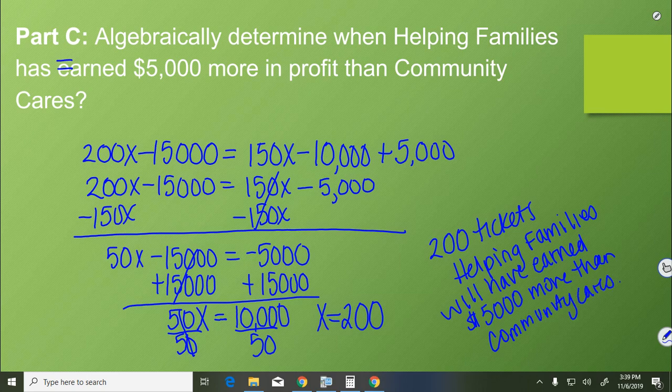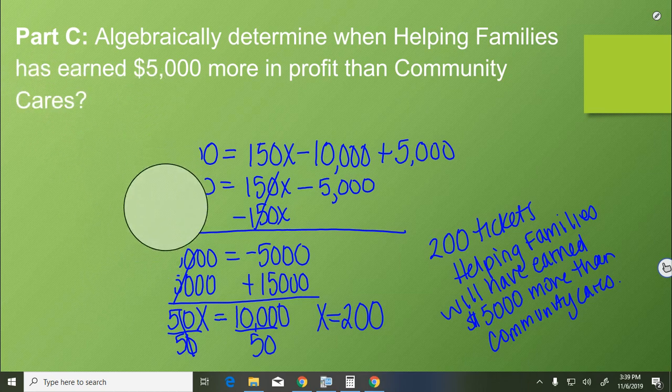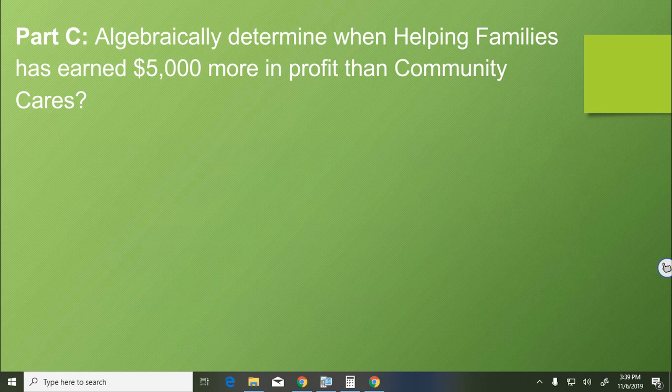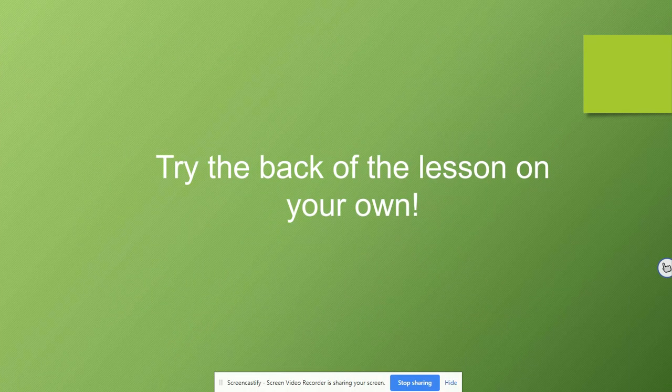So today's problem added a little bit more because we weren't just setting the two equations equal to each other. We were trying to figure out which one might earn a little bit more and at what time. All right, so you are again in charge of doing the back of your notes all on your own. Please check in with me so I can be sure you're getting it right before moving on to your exit tickets.